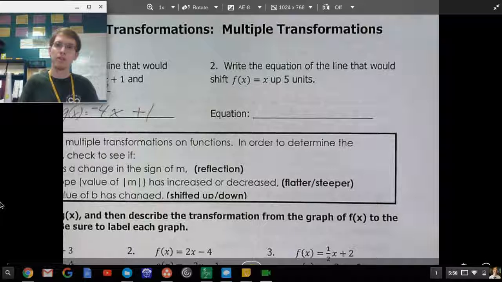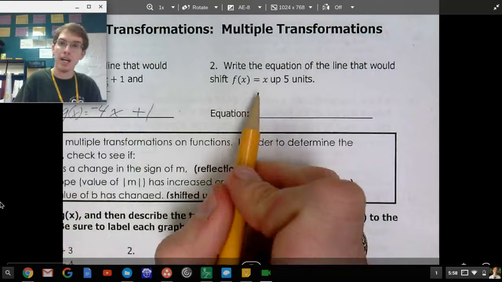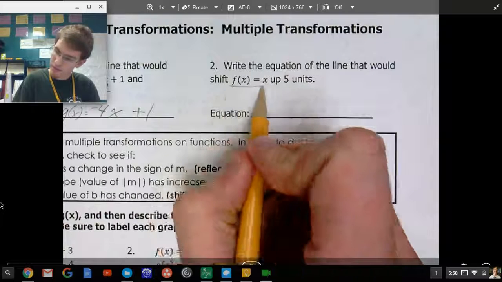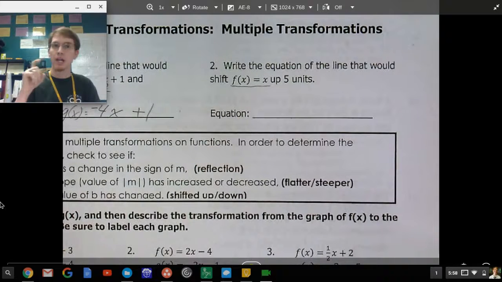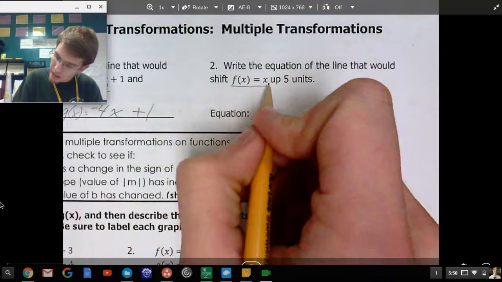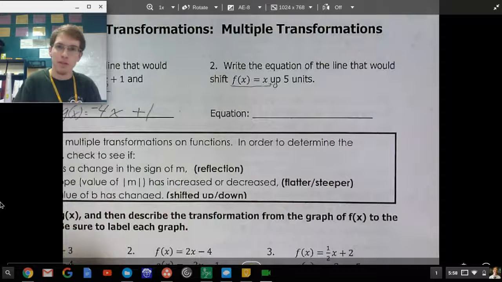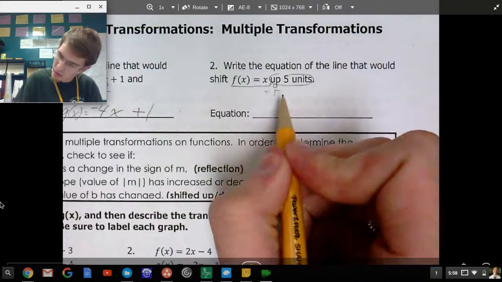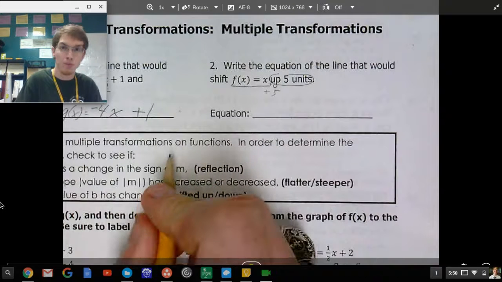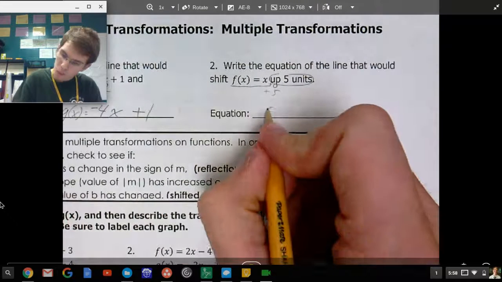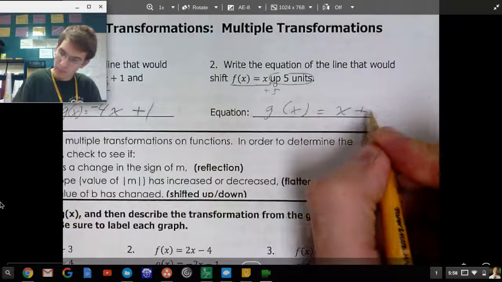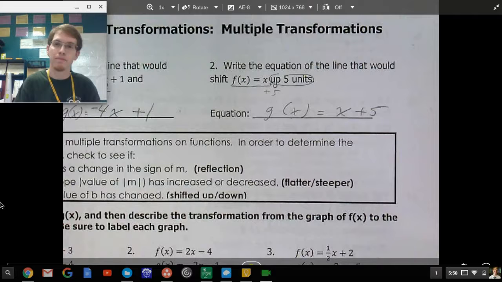Two, write the equation of the line that would shift f of x equals x up 5 units. Okay, so this is actually our parent function. You got to remember that, parent function. So it automatically goes to the origin. So it's like it has a plus 0 right there. So we want to go up 5 units. So we're going to increase that y-intercept by 5. That's where shifting comes in. And so our new equation will be g of x equals x plus 5.